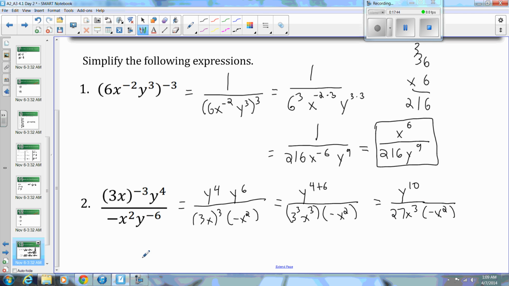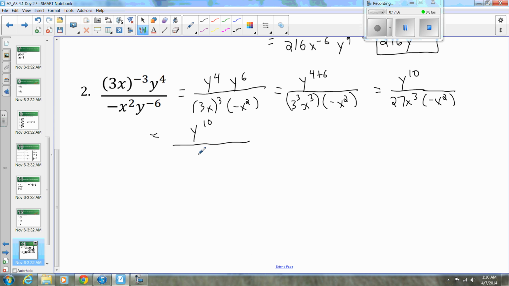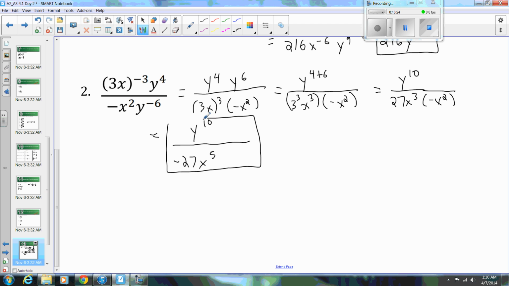Okay. Clearly I'm not fully done because I haven't combined my x's in the denominator. So my y to the 10th, that stays, right? And then I'm going to make my fraction bar, so I know that I just need to put this in the denominator. So what am I doing? I'm multiplying 27x cubed times negative x squared. First, I'm multiplying coefficients, and this is implied to be a coefficient of negative 1. What's 27 times negative 1? Negative 27. What about x cubed times x squared? Those add exponents, and that is x to the 5th. So my final answer is y to the 10th over negative 27x to the 5th.